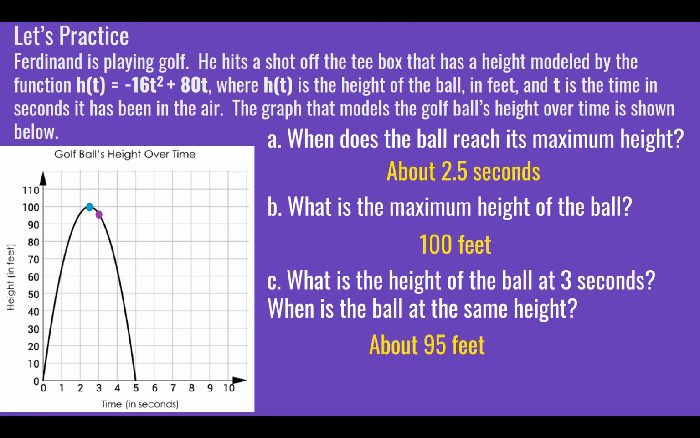Negative 144. And what is that plus 240? 96. So DJ, you said 96, didn't you? Did you guess or did you plug it in? You guessed? Okay. So, looking at the graph, we can guess about 95. Plugging it into the equation, we know it's exactly 96 feet at 3 seconds. Okay?